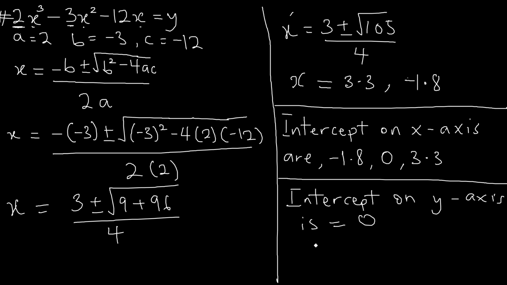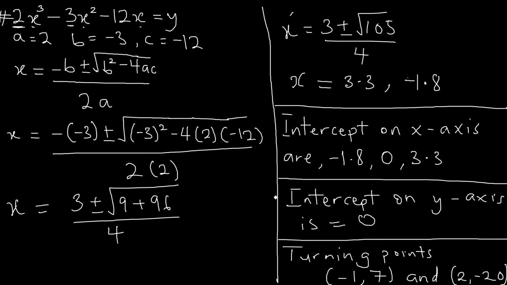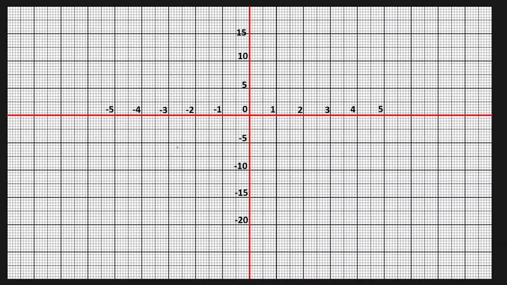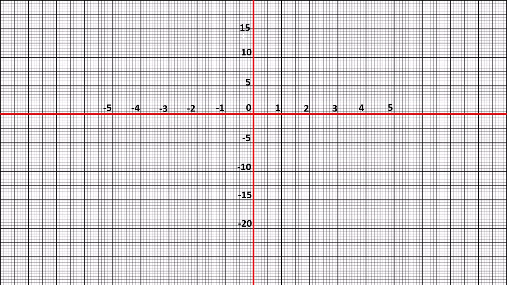Now let's write our turning points again, which are negative 1, 7 and 2, negative 20, before we proceed with our plotting, because these are the values we are actually going to use. Now let's move to our graph. So write this value somewhere and follow us as we plot our points.